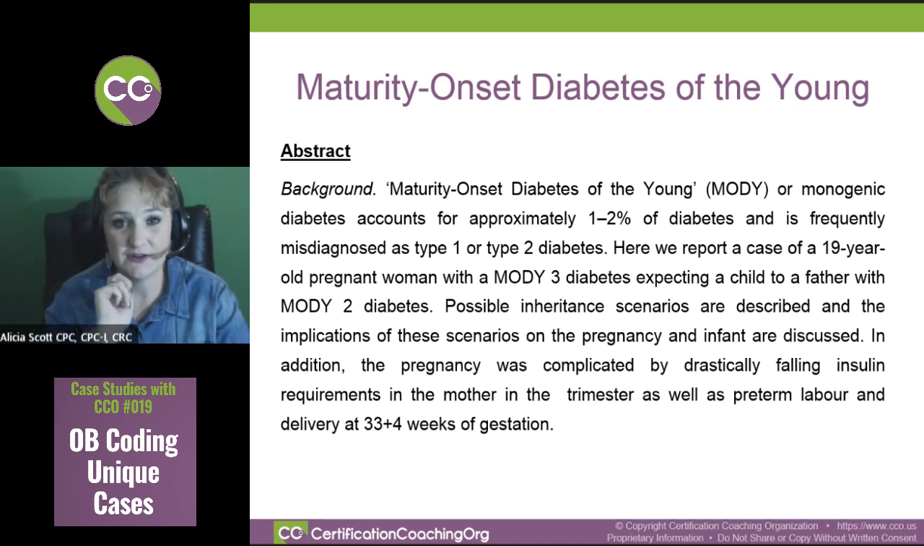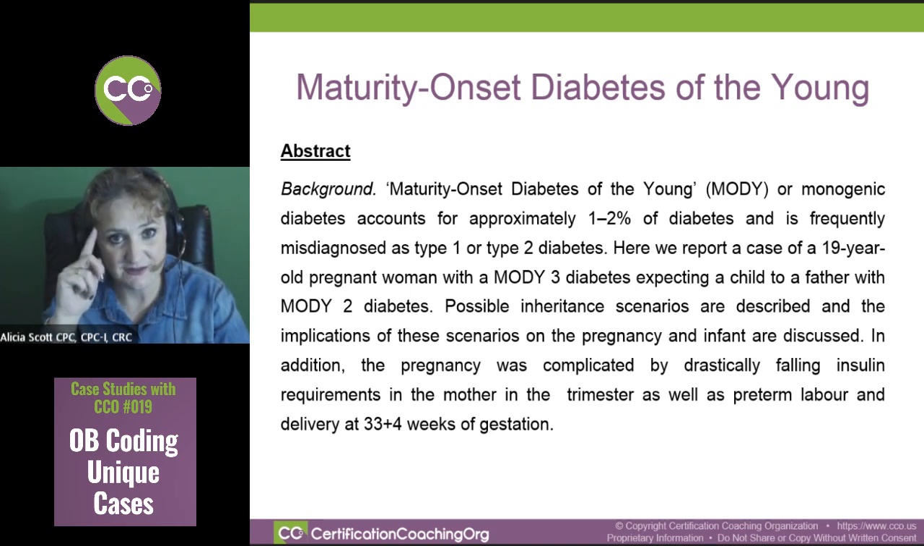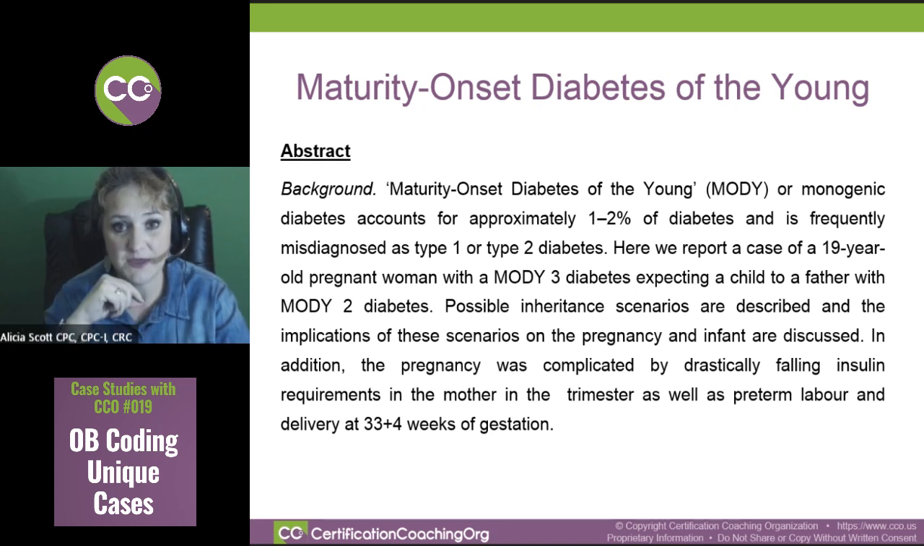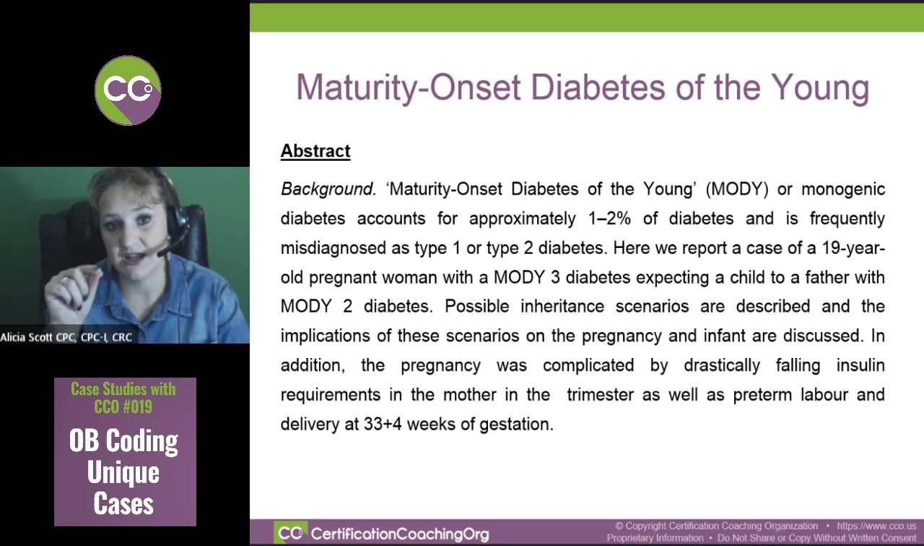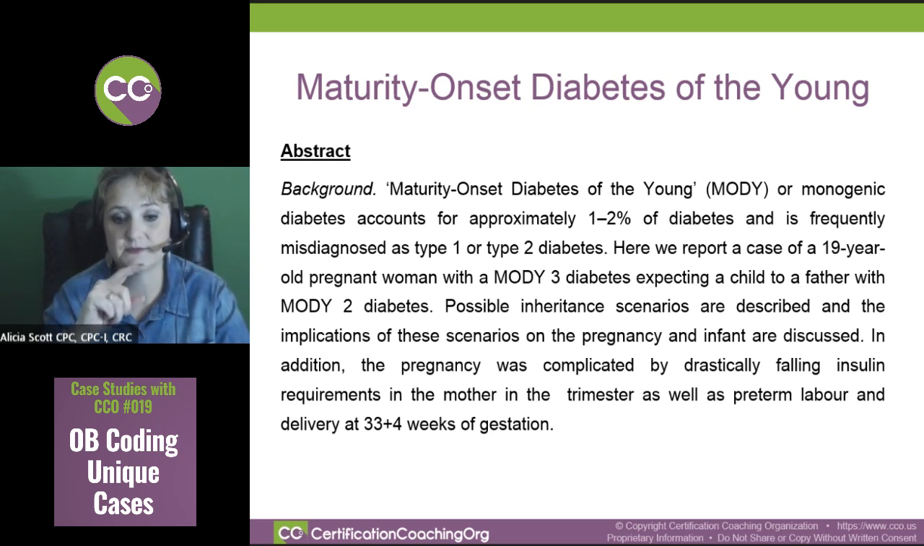So those little disease process spidey senses are going off in your head right now, right? So you have a mother that has a genetic disorder, and the father has the same genetic disorder, but they are at a different level. He's a MODY 2, she's a MODY 3. So what are we thinking, right? Chances are the baby is going to have some type of a diabetic condition if we know that this MODY is a genetic disorder.